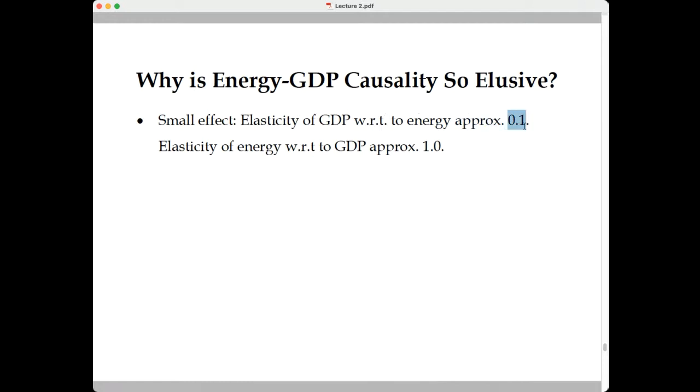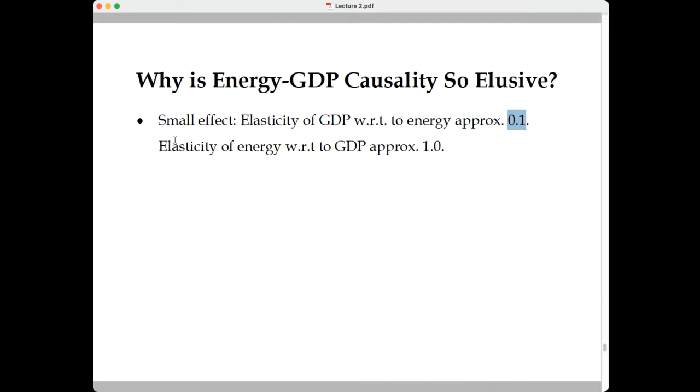We already said the cost share today is 0.1 or 0.05. It's a very small number. So changes in energy use have a small effect size. It might be hard to see these in the noise, especially as most of these studies have short time series.